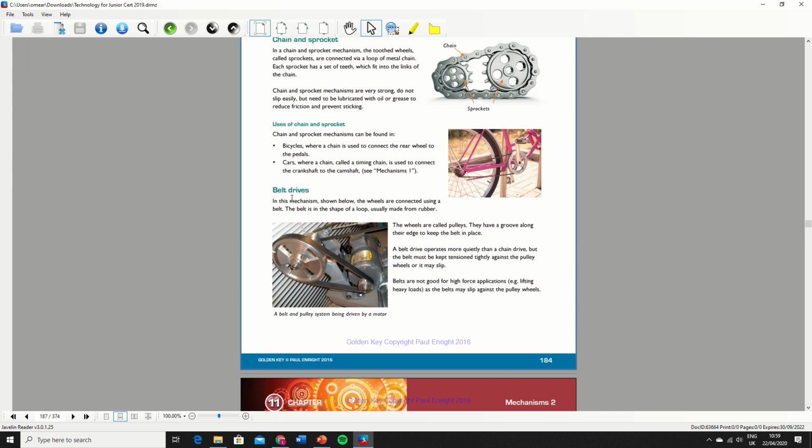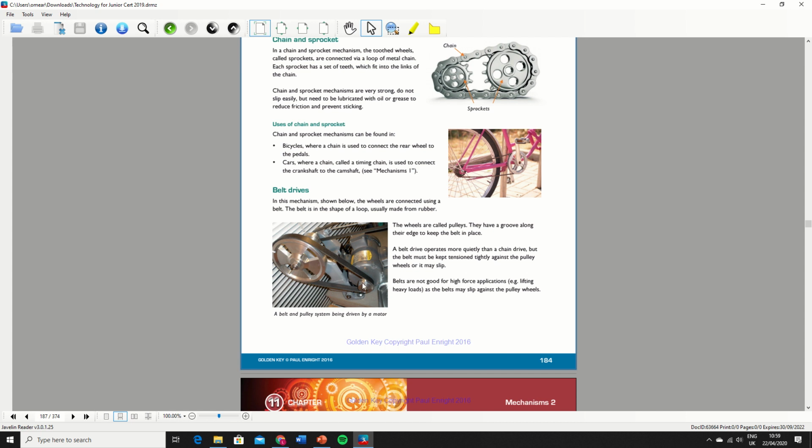Now, belt drives. This is what I was talking about. In the mechanism shown below, the wheels are connected using a belt. In the previous one we were looking at connecting a chain, but this time we're using a belt. You can see the belt here. The belt is in the shape of a loop, so pretty much the same as our chain and sprocket, but it's usually made from rubber. The wheels are called pulleys. They have a groove along the edge to keep the belt in place.